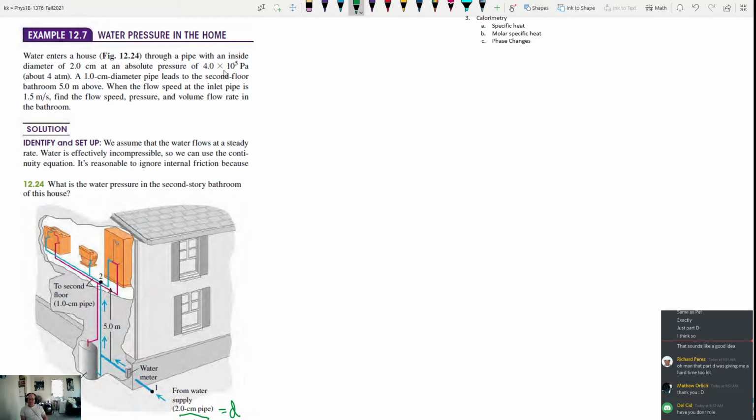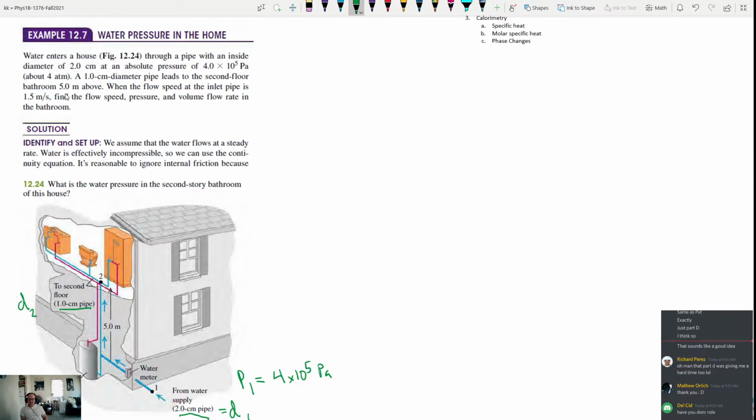At an absolute pressure of 4 times 10 to the fifth, or about 4 atmospheres. So we know the pressure at this point, we're going to call this point 1. We'll call it pressure 1 and say that it's equal to 4 times 10 to the fifth pascals. A 1 centimeter pipe leads to the second floor. So this is the skinny blue pipe right here, a 1 centimeter pipe at point 2. Again, that's a diameter. We could call this one down here D1 and this one D2.